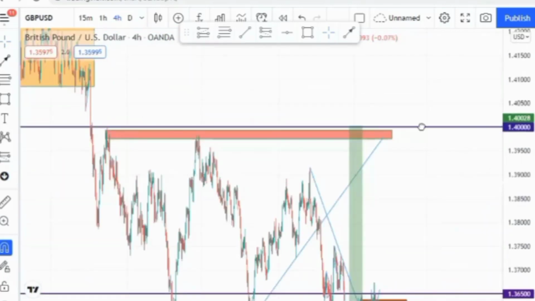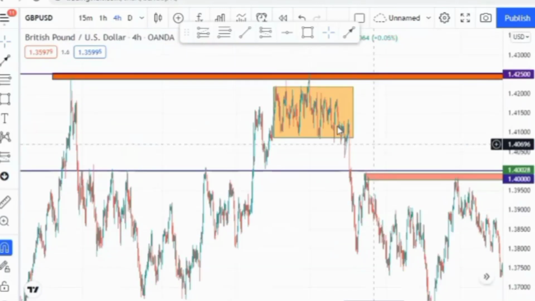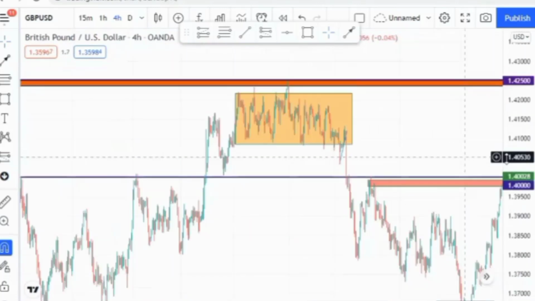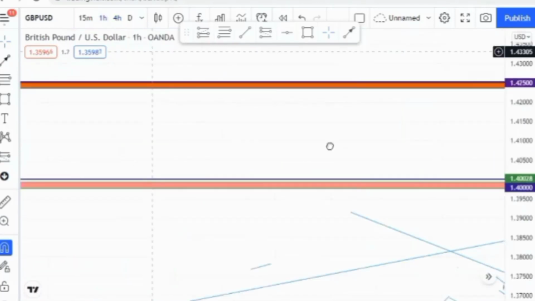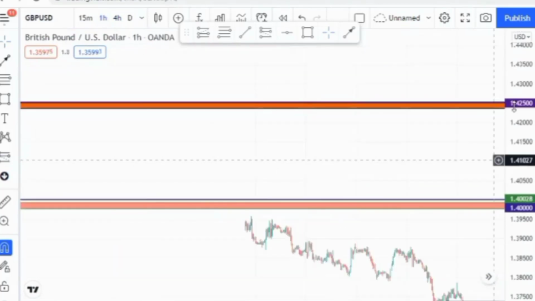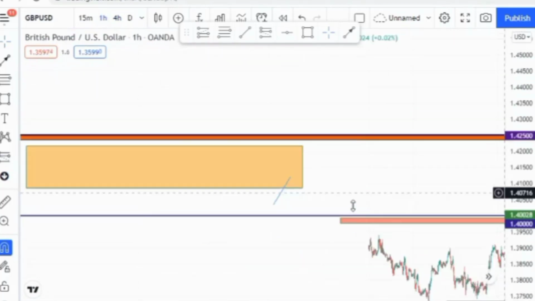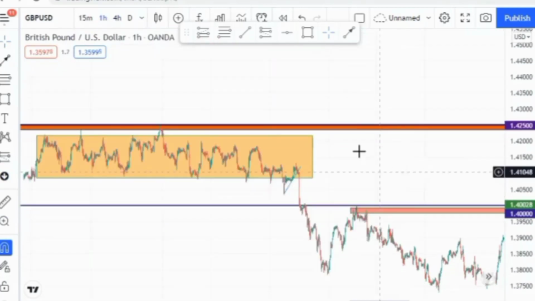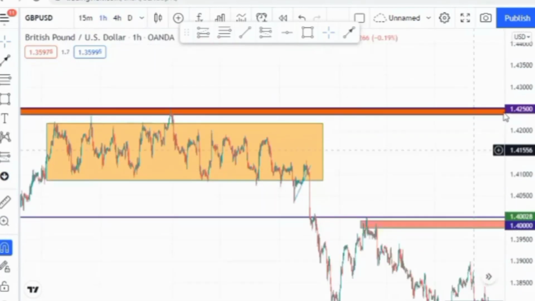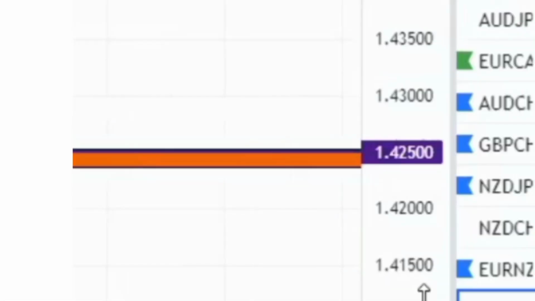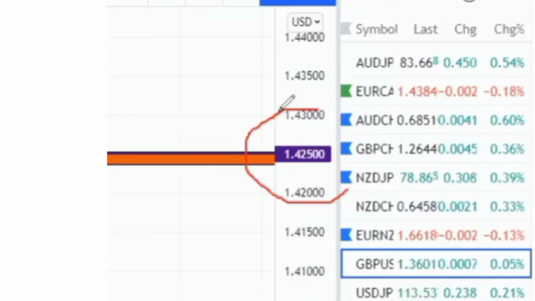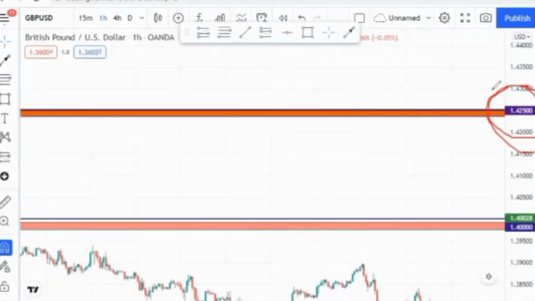So coming to GU here, as you can see, we were able to picture out the distribution phase. I'll quickly go to the 1 hour charts, and one thing you also need to understand is that this accumulation phase occurred in what? It occurred at my psychological level 1.42500. I trade the psychological level a lot, 1.42500, and that is one of the confluences I'm also using on this trade.